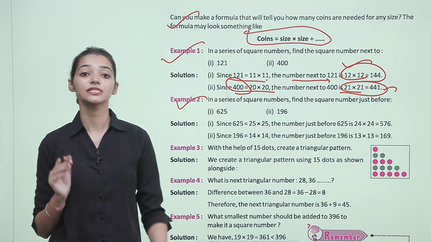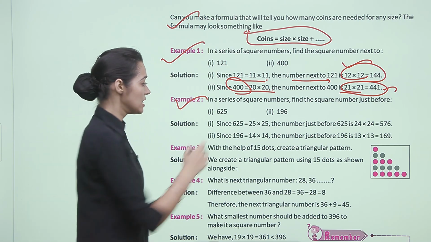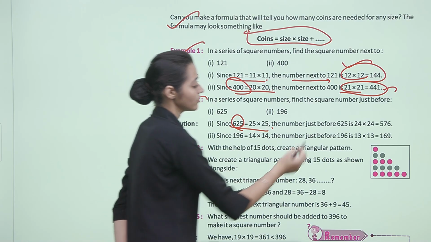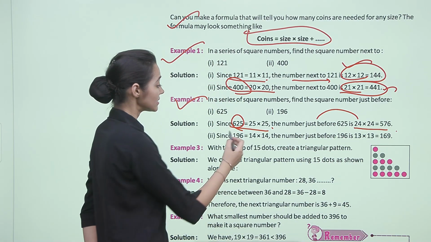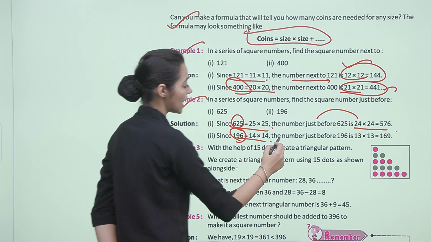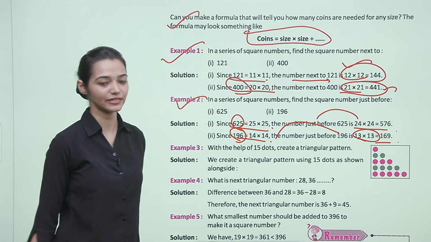Now next, in a series of square numbers we have to find the square number just before 625. 625 is 25 into 25 and the number just before is 24 into 24, that is 576. Similarly 196 is the square of 14 and the number just before is 13, and 13 square is 169.